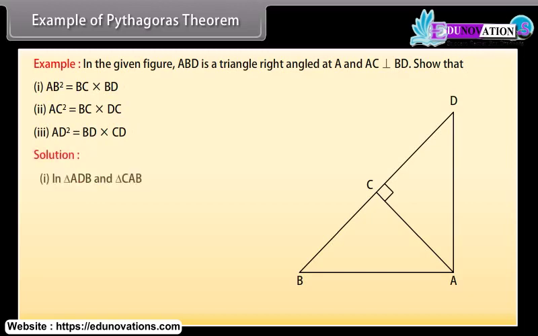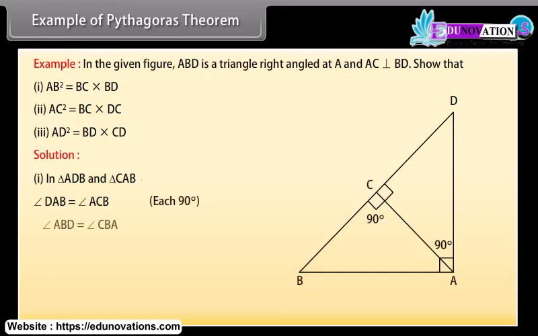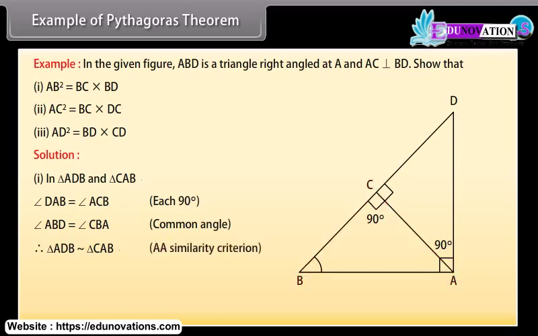Solution: 1. In triangles ADB and CAB, angle DAB equals angle ACB, each of 90 degrees. Angle ABD equals angle CBA, common angle. Therefore, triangle ADB is similar to triangle CAB by AA similarity criterion, which implies AB square equals CB into BD.